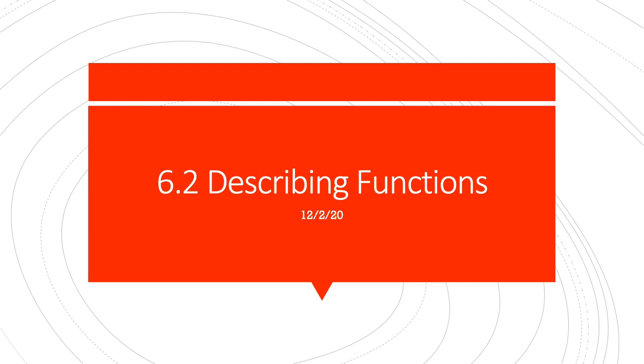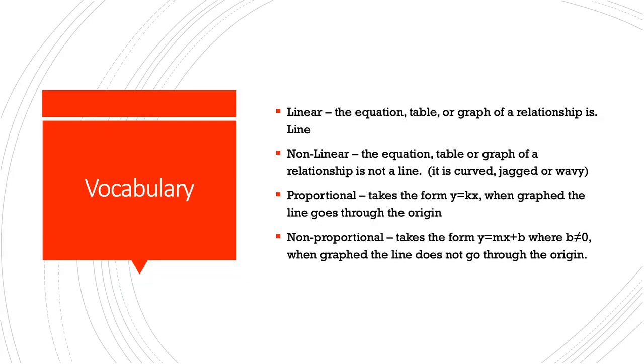Hi guys, so today we're going to move on to 6.2, which is describing functions, and we're going to go over some of those vocabulary words that you saw during your pretest that you weren't quite sure about. So we had linear and nonlinear, and linear basically just means a straight line. Okay, so you can have a table, an equation, a graph, and all of them can represent a straight line, and we would say that that's a linear relationship.